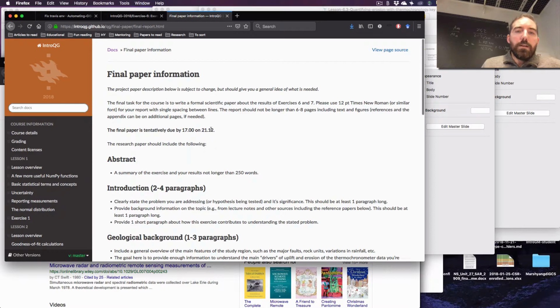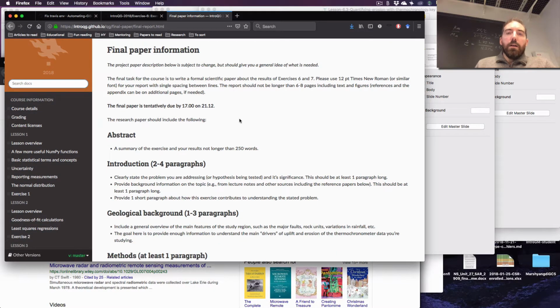So just to give you some idea, if you haven't looked at it, for exercises 6 and 7, you're going to produce a bunch of plots, and then the final thing in the course is to write a paper that's roughly 6 to 8 pages, including the text and figures, and relates to what you've plotted in those 2 exercises, and includes also a little bit of information about the geological history of the place where we're working in the Himalaya in Bhutan.